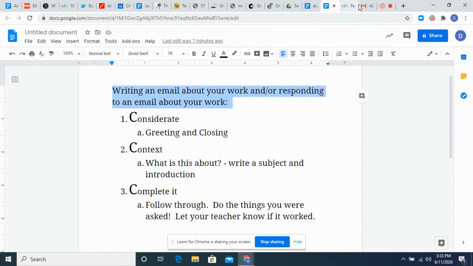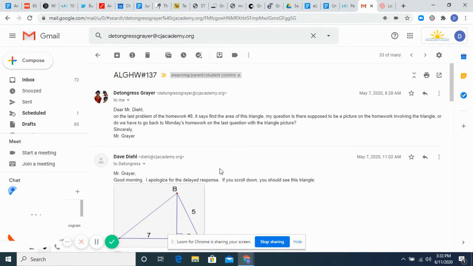So here's a quick example. So Tatanka Grayer graduated this past June here. And here's an example. This is an email he wrote to me. So the first thing he did is he wrote a title. So I knew automatically what assignment he was talking about. Then he wrote me, Dear Mr. Deal. He ended with Sincerely, Mr. Grayer. So right there, I have being considerate, right? So he's being considerate by writing my name, spelling my name properly, and by using his respectful name there.